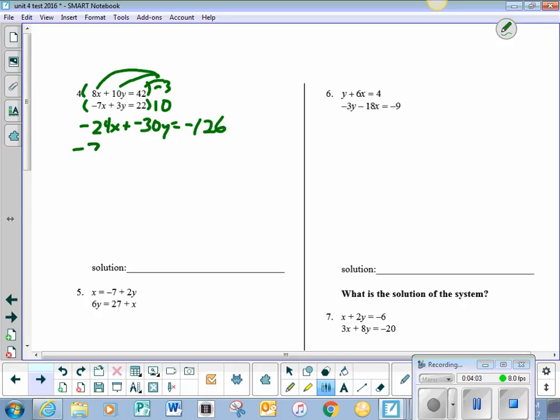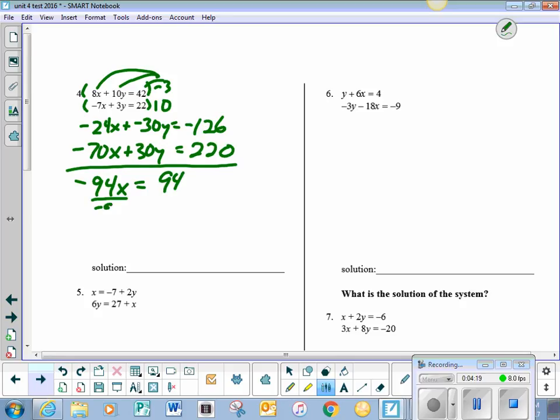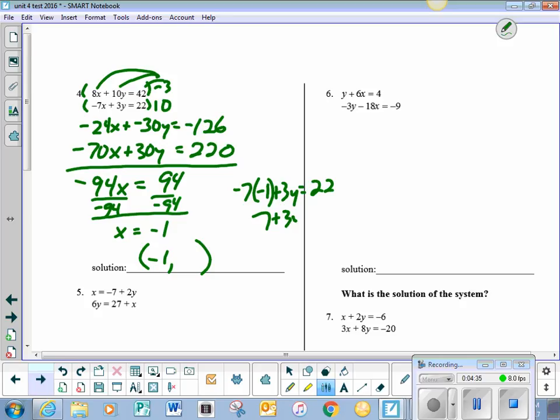Okay, the bottom one, -70x plus 30y equals 220. So when I combine them, I get -94x equals 94. So x equals -1. If x is -1, what's y? -7 times -1 plus 3y equals 22. 7 plus 3y equals 22. 3y equals 15, y equals 5.